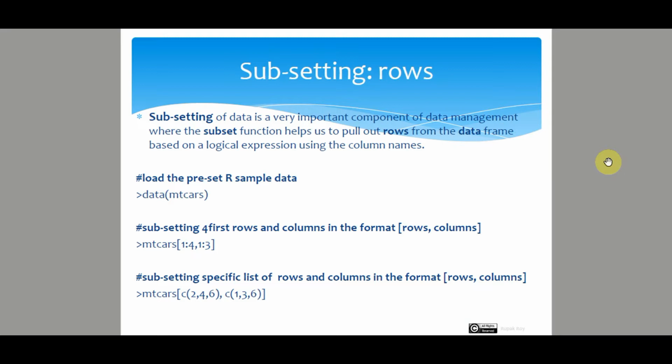To subset the first 4 rows and columns with mtcars, we have to pass the row and column numbers in the format of row and columns. Therefore, mtcars 1 to 4 means 1 to 4 rows, comma, 1 to 3 columns. Done. To subset specific lists of rows and columns, again we have to pass the list of row and column positions in the format of row and column. Therefore, mtcars rows 2, 4, 6, comma, columns 1, 3, 6.